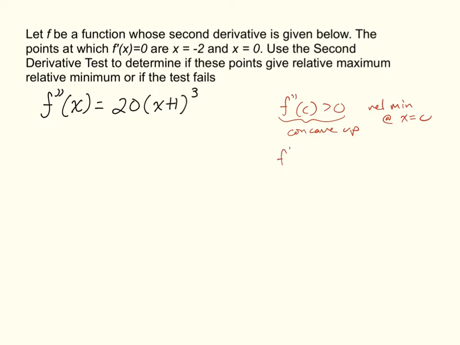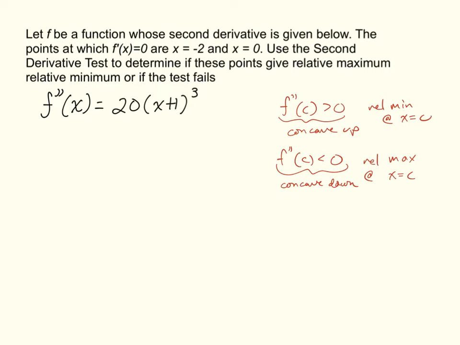Similarly, if you evaluate the second derivative at a critical value and you get something that's less than 0, that will tell you that it is a relative maximum at x equals c. And that is because at that point the graph is concave down.